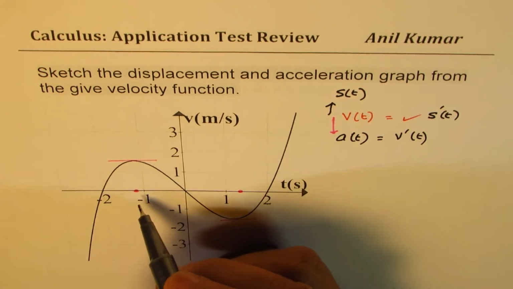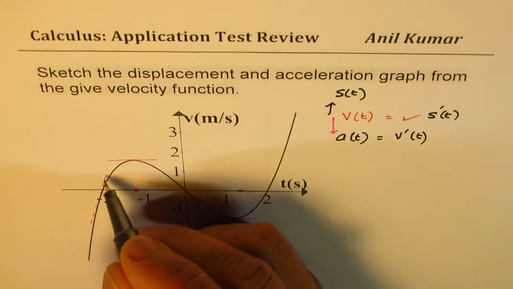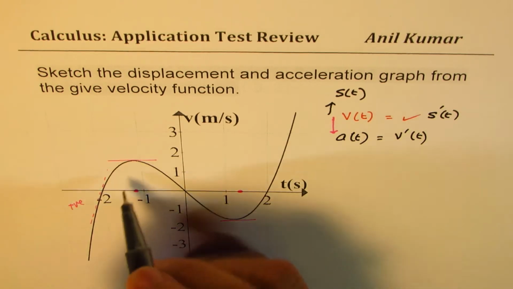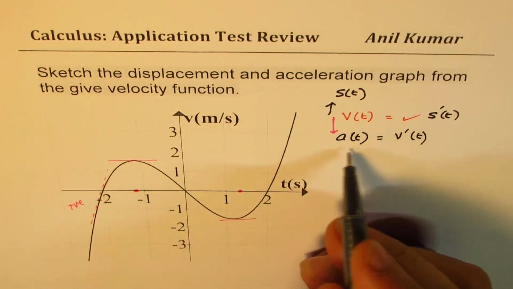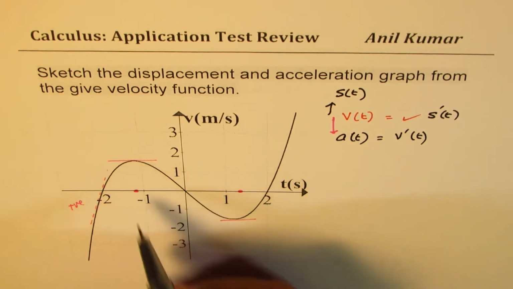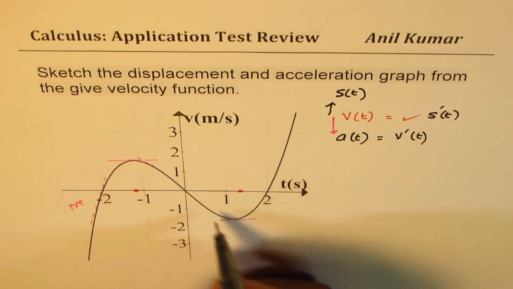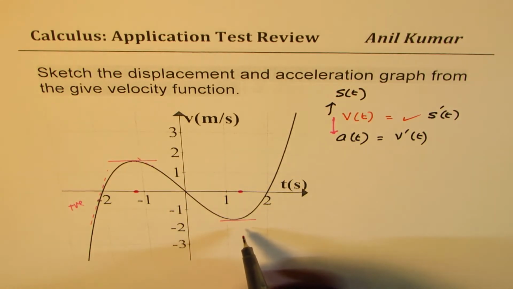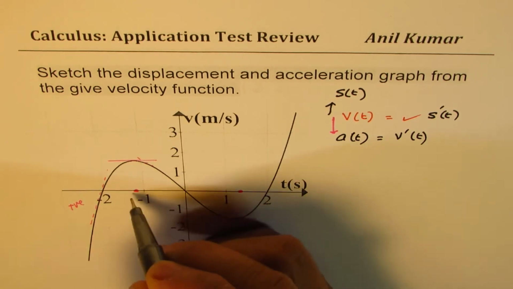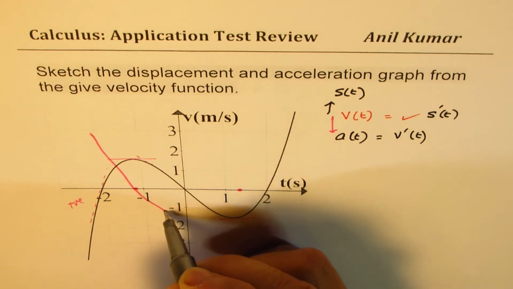Now the other thing which you notice here is that this part of the curve, the slope is positive, right? Slope is positive. That means whatever value of acceleration is, it is above this line, it is positive. Immediately after the turning point, the slope is negative, correct? So that gives you an idea that the graph of this should be kind of like this. So we'll just make a parabola here, right?